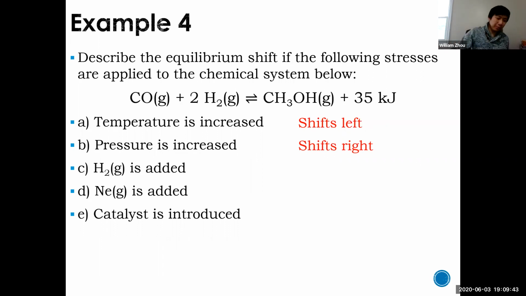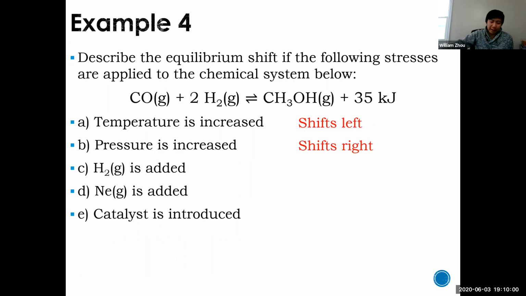If you increase the pressure, Le Chatelier will decrease the pressure. Right? How would you do that? Well, move it to the right. The right side has just 1 mole of gas. If you just make more of that, you decrease the pressure by making less gas.